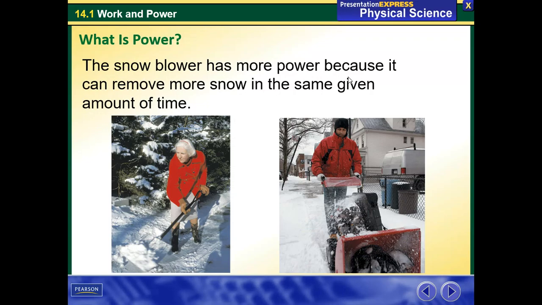Or you could look at it by saying the snowblower has more power because it can remove more snow in a set or a given amount of time. So if you had a competition, who can clear the most driveways in an hour, the one who clears more snow is going to be more powerful.